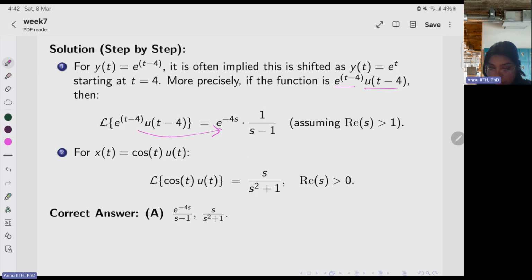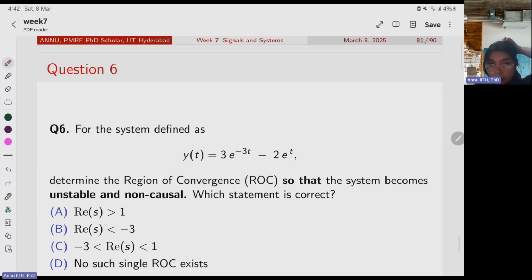And for the shifting purpose, just remember you have e^t u(t), you have 1 upon s minus 1, isn't it? When you have shifted here, e^(t-4) u(t-4), then you have e^(-4s) times 1 upon s minus 1. That's what is written here. Simply cos t u(t) gives s divided by s square plus 1 square, because omega naught is 1 here. So I'm just giving this option A. I hope that you didn't get stuck at that one.